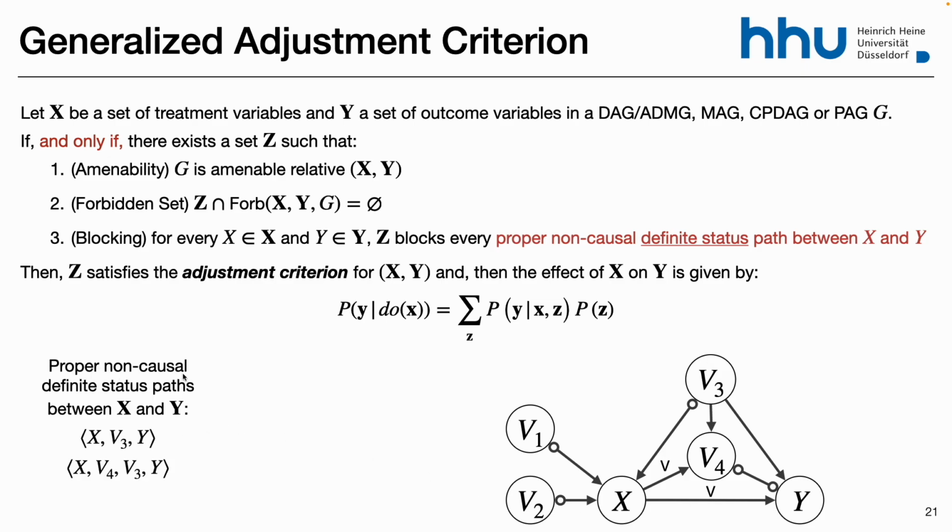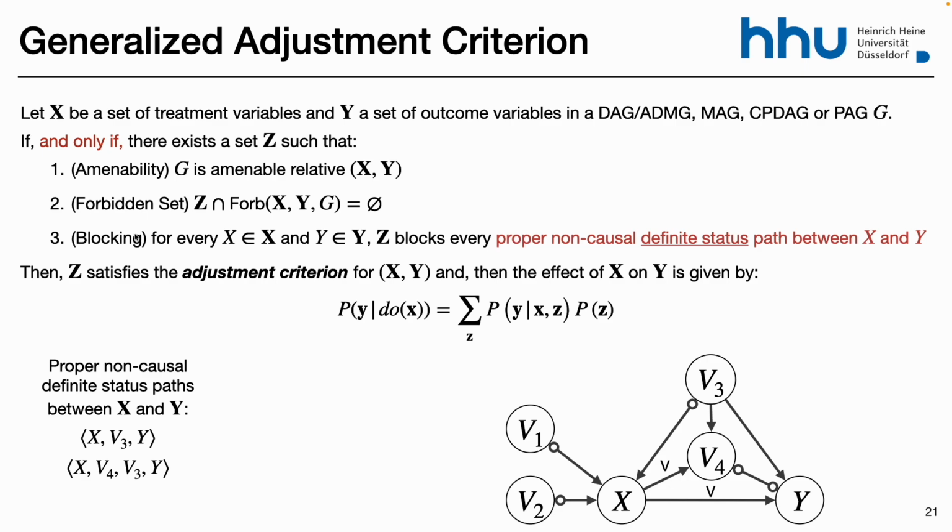Okay, so proper non-causal paths. I'm giving you the answer, but you have two possible causal paths. Everything else is non-causal, but you need to check the proper property. However, we just have one X, so everything that's non-causal is going to be proper. The first path is X, V3, and Y. The second one goes through V4, but in the direction of V3. This arrow is in the other direction, so it's definitely not causal. That's it. Those are all the paths between X and Y. So we separated the causal ones and the non-causal ones, and they are all proper, since we have just one X.